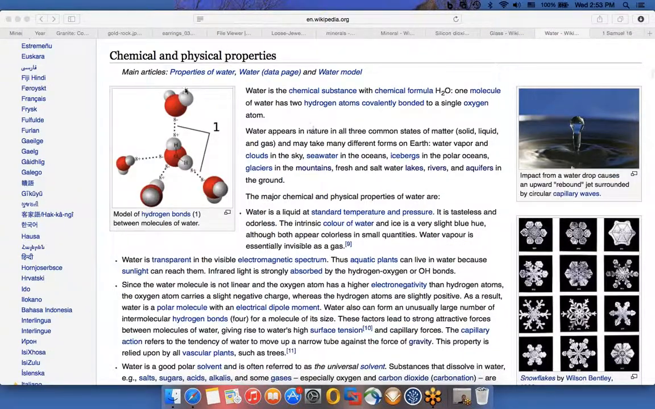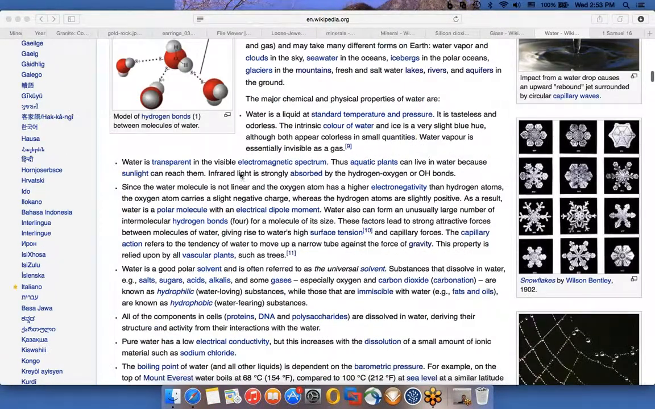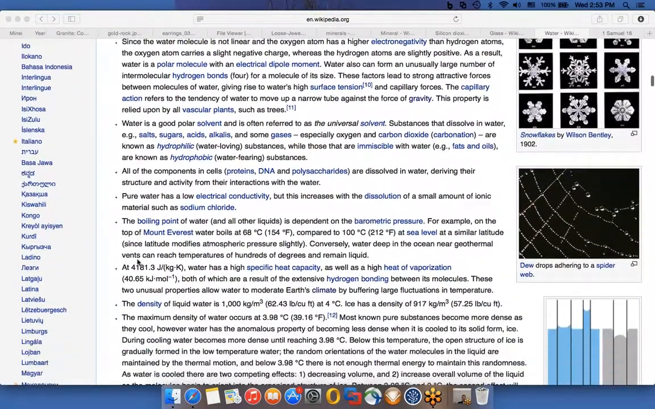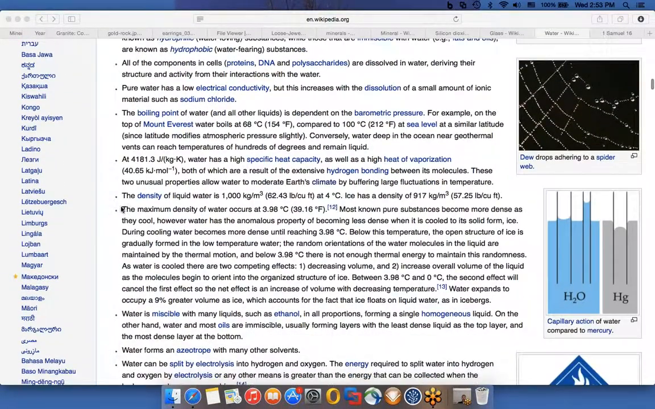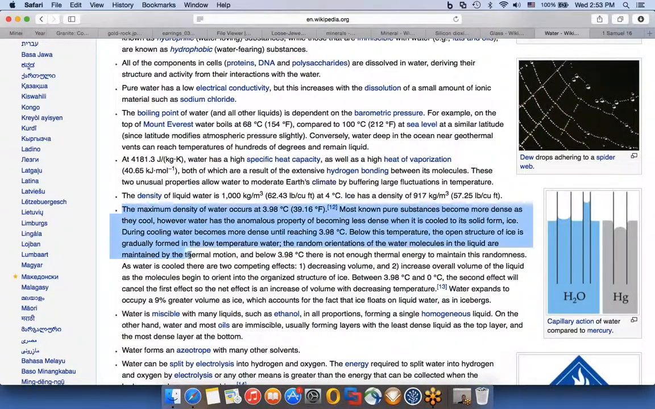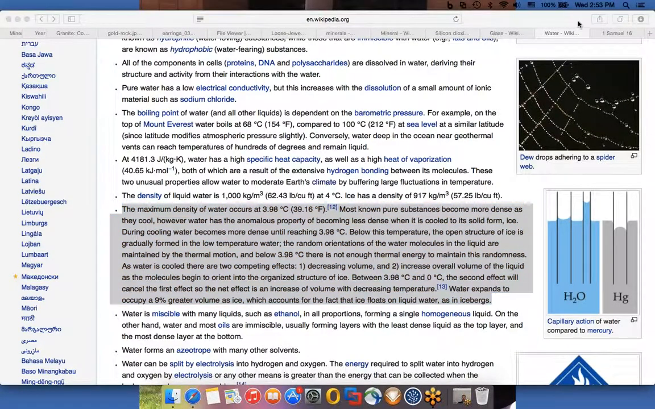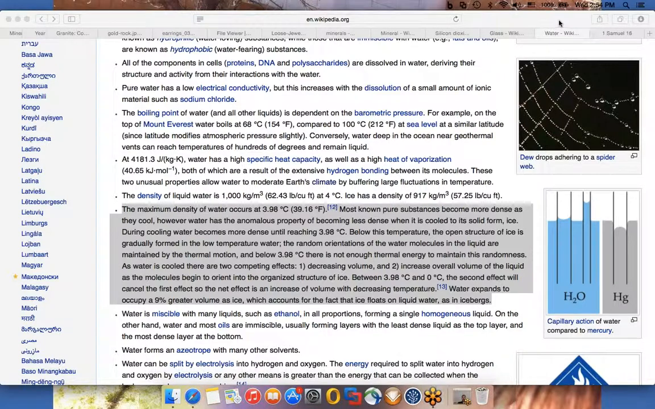So that is one of the questions. And in this part of the article, chemical and physical properties of water, it talks about all the different properties of water, and this part kind of gives the answer of why ice floats. So I want you to look at that. I'm going to put it as an extra assignment.